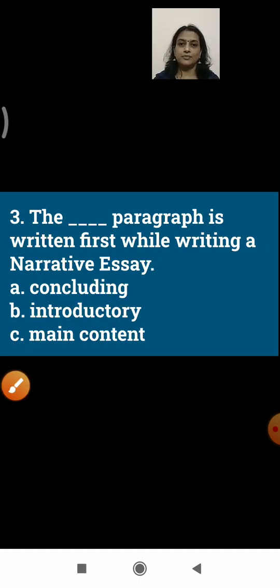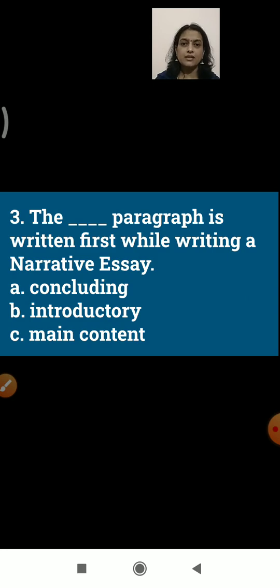Third one, the dash paragraph is written first while writing a narrative essay. Now narrative essay, just think of the format. We write the title first and then we write down 3 paragraphs. Okay, 3 types of paragraphs are there. In the beginning, what is it? The introductory paragraph, then the main content and the concluding.